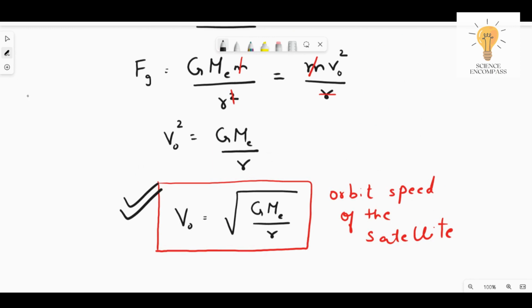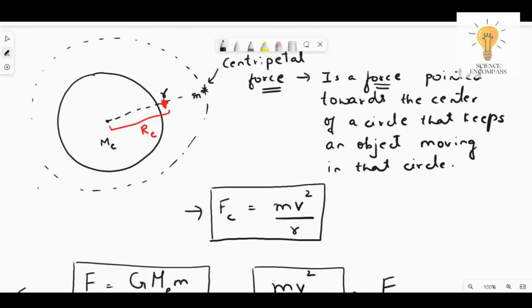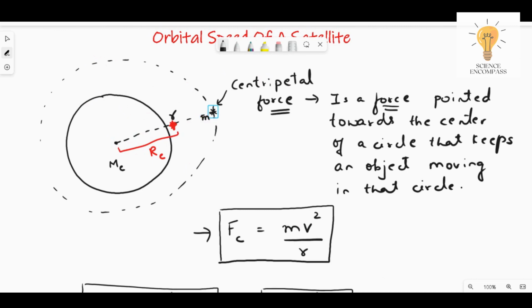Okay, orbiting at some distance. So let us just go back to this diagram. You can see we started off with that little m, the mass of that satellite, which is orbiting at some distance. And we have taken that distance from the satellite to the center of the Earth to be that little r. And when we're talking about an object orbiting a body, we have to invoke the centripetal force. The centripetal force is a force pointed towards the center of the circle, in this case the center of the Earth, and that's what keeps this satellite moving in that circle.